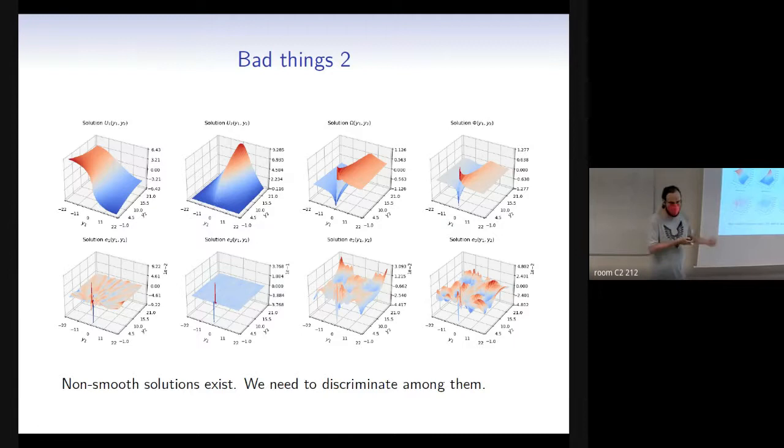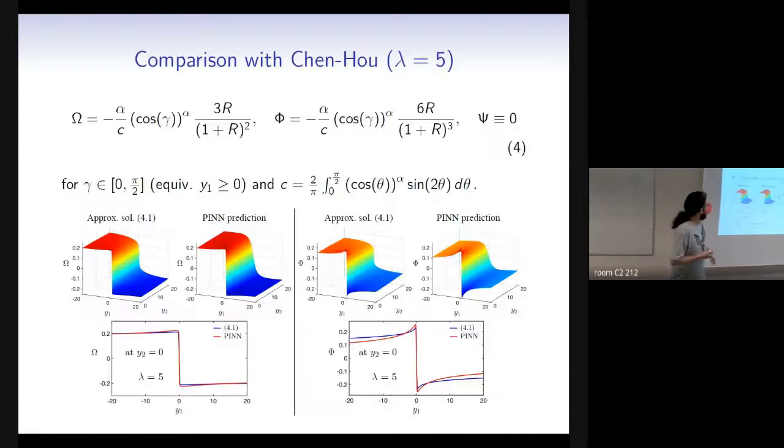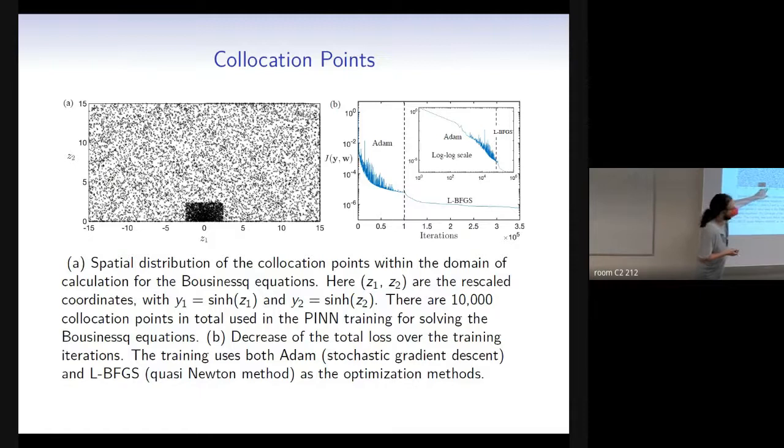So we need to change the collocation points a little bit. All the problems here happen at zero, so we are going to put more grid points around zero. We compare with the Chen and Hou results. This is an asymptotic series. It's not the solution, but asymptotically it does match pretty well. As I said, there is a bigger cloud of collocation points towards zero to deal with the non-smoothness that happens at zero. There is this exponential change of variables, and 10,000 collocation points.